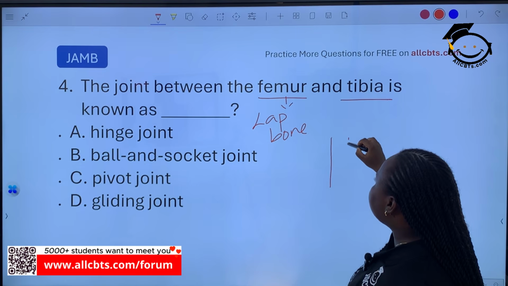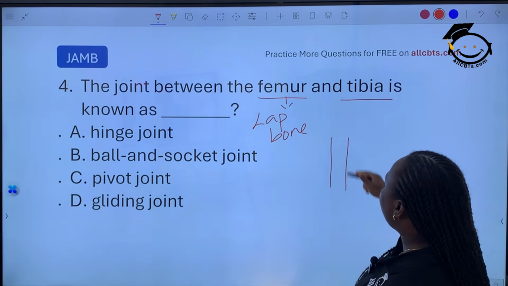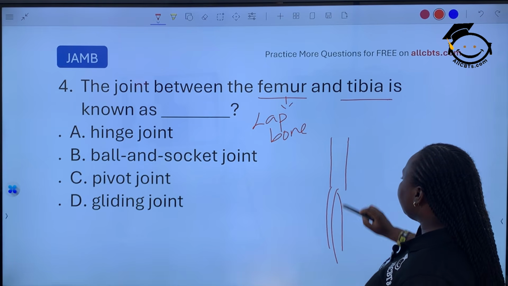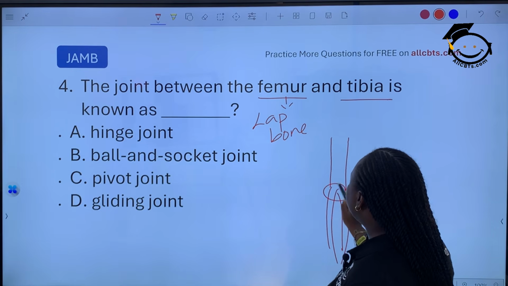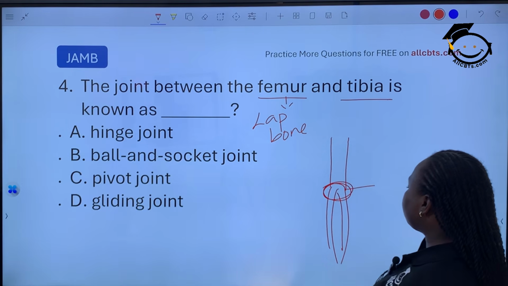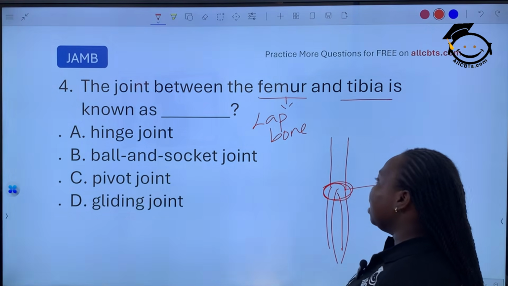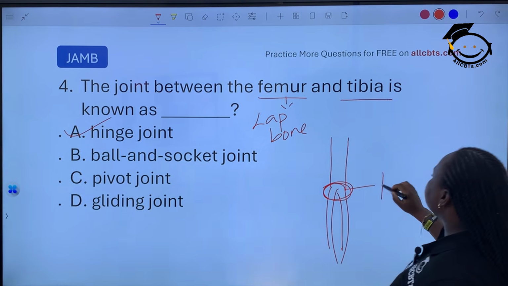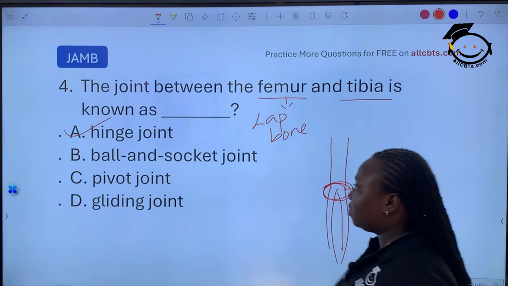Now in the leg, this is the femur, and we have the tibia and the fibula. Now, they're not telling us that there's a particular joint that is here. What is that joint called? Now the joint that connects the femur to the tibia is known as the hinge joint, and it is found in the knee.